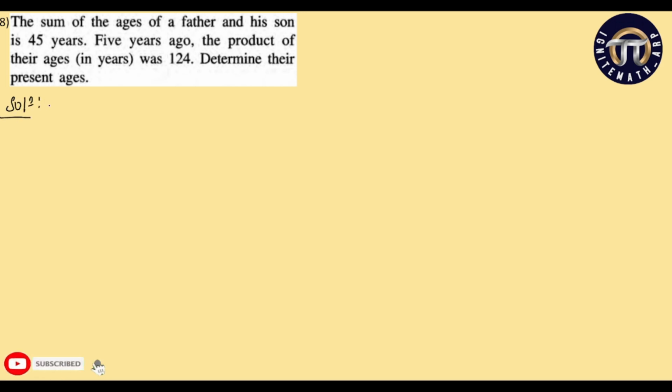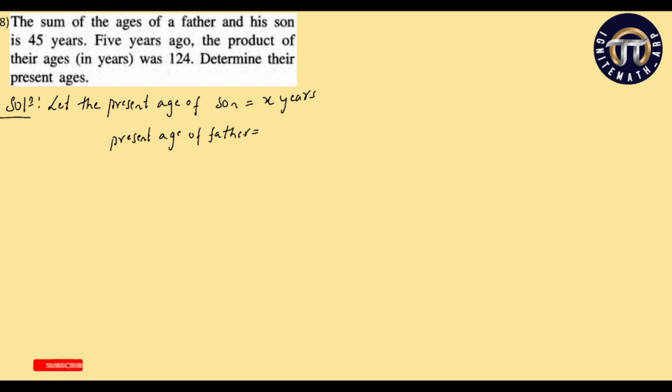Right? So now what I take, let the present age of son be x years. Okay, children? Present age of son is equal to x years. Therefore, present age of father is going to be 45 minus x, because the sum of their ages is equal to 45 years.